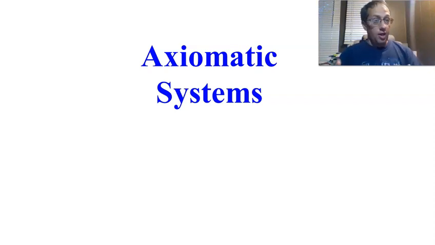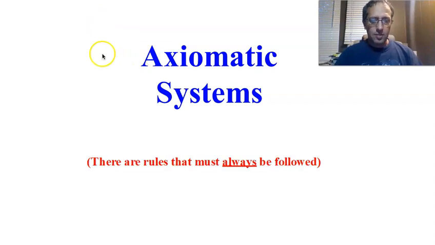What does that mean? Geometry is an axiomatic system. What that means, quite simply, is that there are rules that must always be followed. That's all an axiom is. It's a rule. There's a rule that has to be followed. So we call it an axiomatic system.